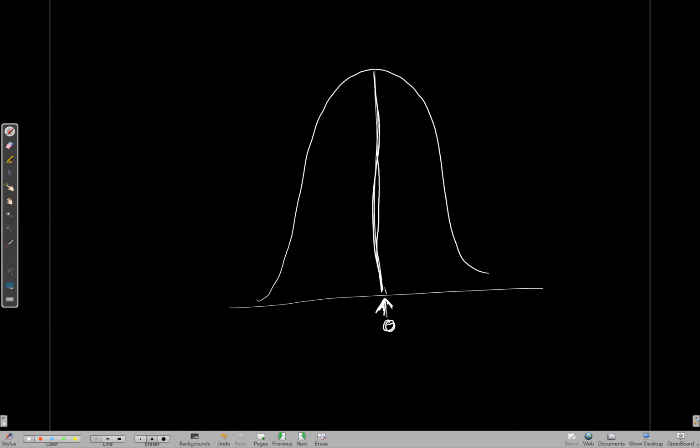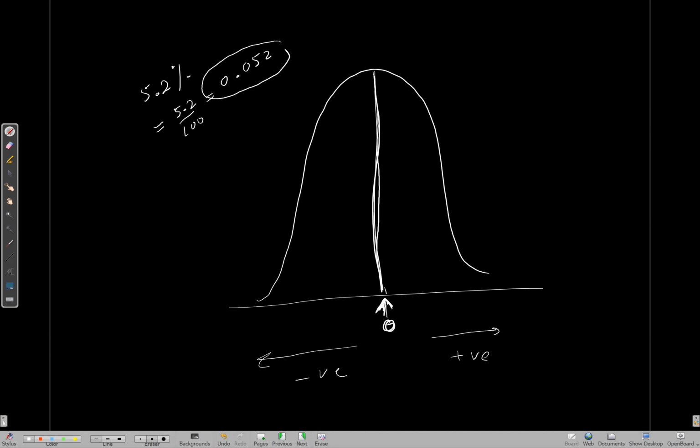Now in the standard normal distribution, this point is 0. So everything to the left is negative. Everything to the right, those z values are positive. Now 50% is to the left, 50% to the right. It's only asking you to find 5.2%. That means first you have to convert this into a decimal, divide by 100. So 0.052. This is the value you are looking for.